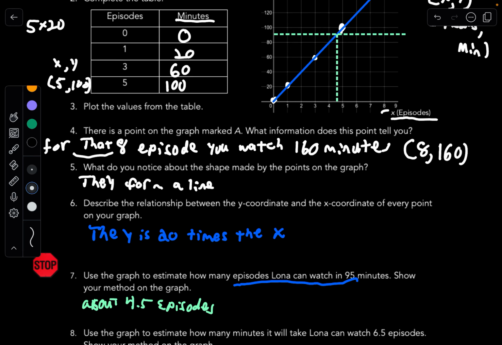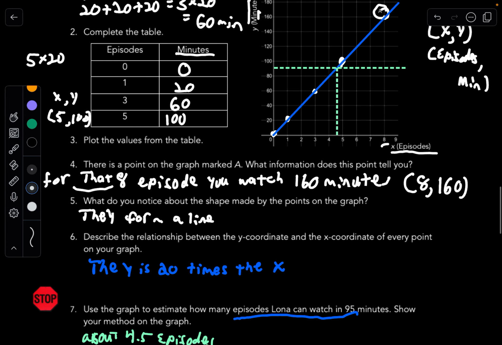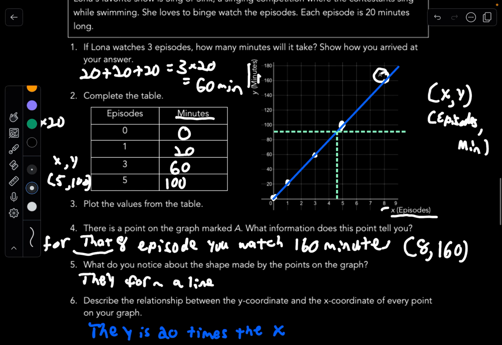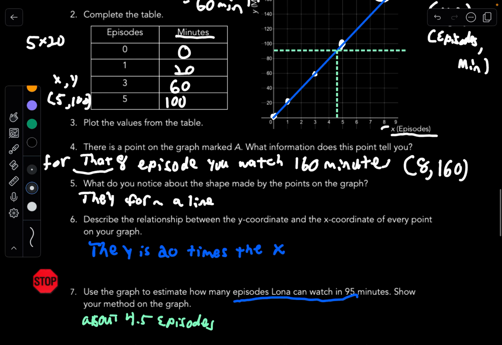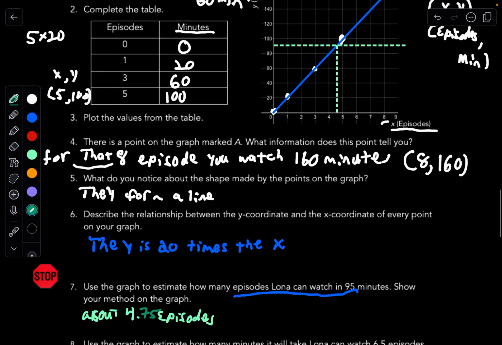Okay, and we did that by finding the number of minutes along the y-axis, and we had to estimate 95. Some would say maybe it's more than 4.5, maybe 4.75. So this is an approximation. As long as you're in the ballpark, you're fine. All right. We could do it much more precisely if we had a graphing calculator. So let's say it's 4.75 episodes.